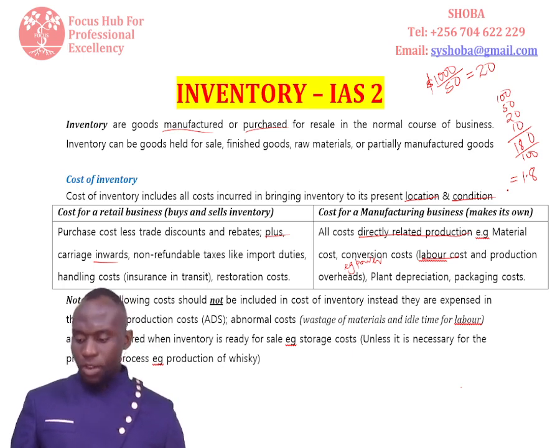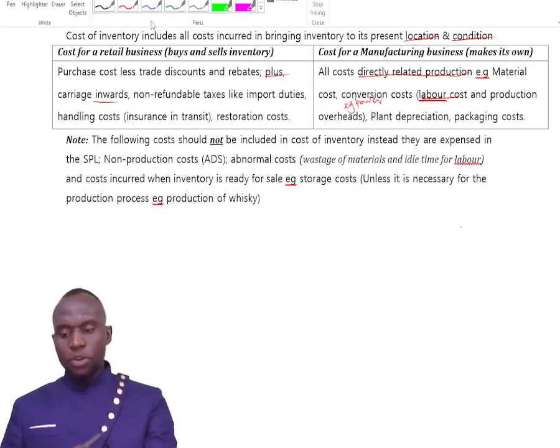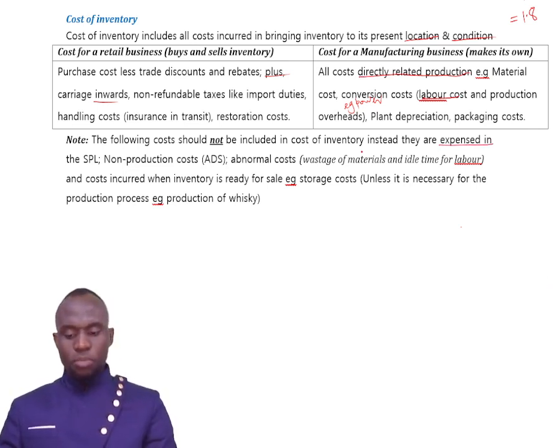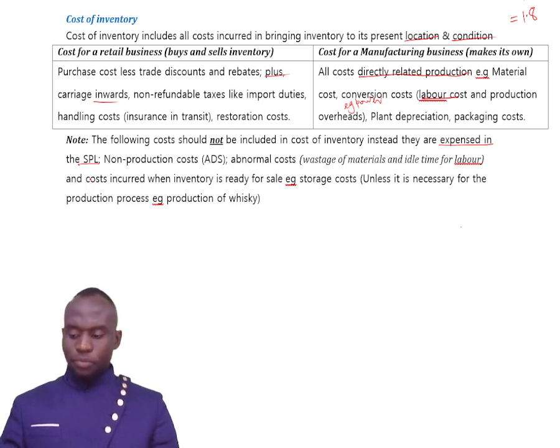Now take note of the following. The following costs should not be included in the cost of inventory. Instead, they are expensed in the statement of profit or loss. The first one is non-production costs.